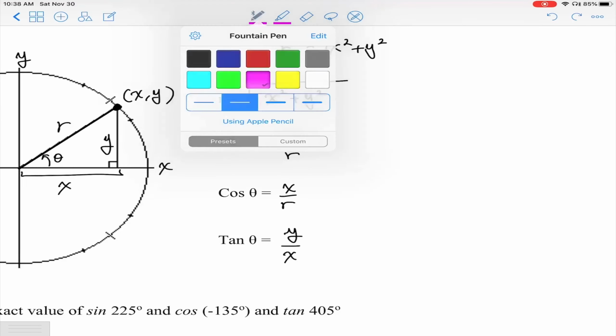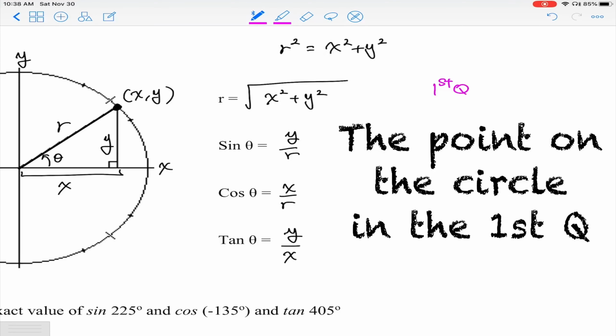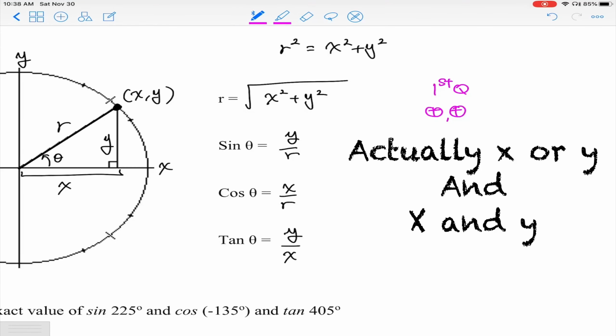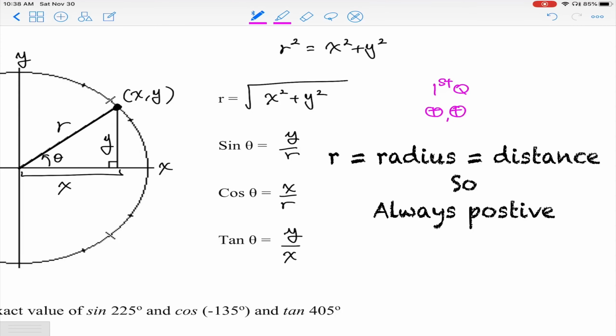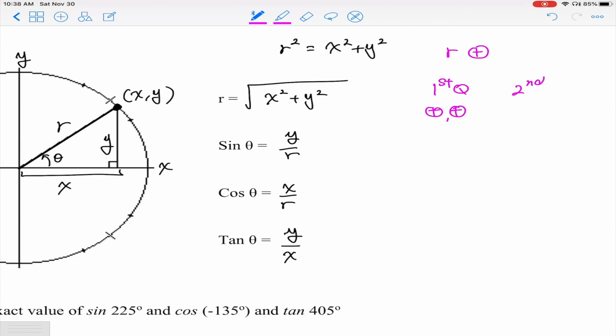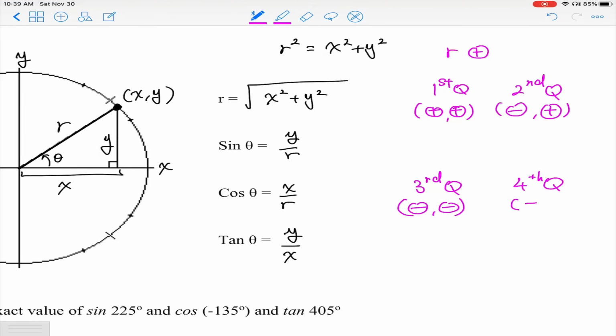Think of this. In the first quadrant, both x and y are positive, right? Both positive. So anything that has x and y will be positive. And not to mention, the radius is always positive. Now the second quadrant, if you look at it, the x value will be negative all the time, but the y value will always be positive. Your third quadrant will be pretty much the same way, except that both are negative. And then the last quadrant is the negative of the y value and the positive of the x value.